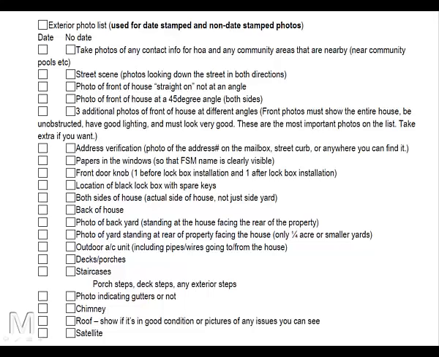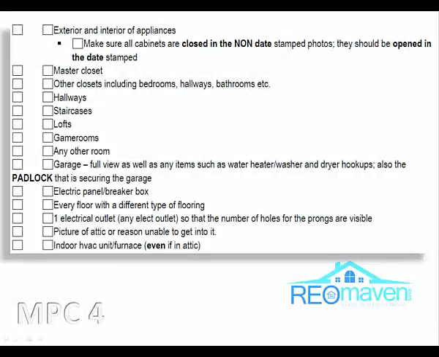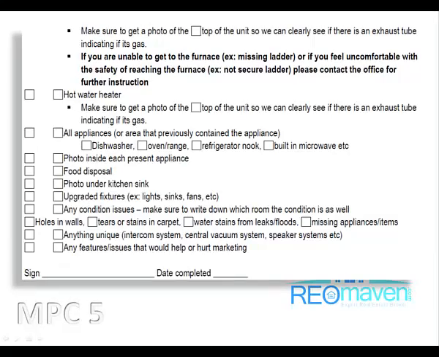As you continue down the page, we have all the specific items that we need pictures of. On the next page, it's more of the same until you get to the interior photo list. And again, these are used for date stamp and non-date stamp photos. Continue down the page, it's just more itemized lists of exactly what we need photos of. Continue down, it's again more of the same. And as we get to the bottom of the list, you'll see an area for you to sign and date.